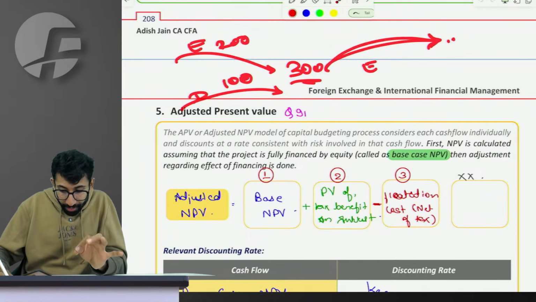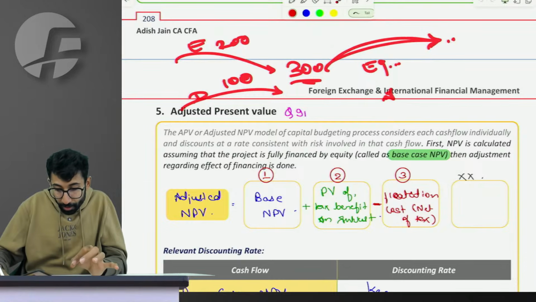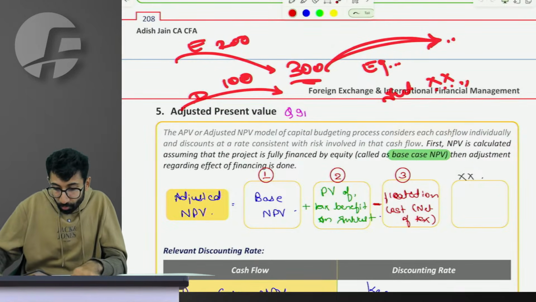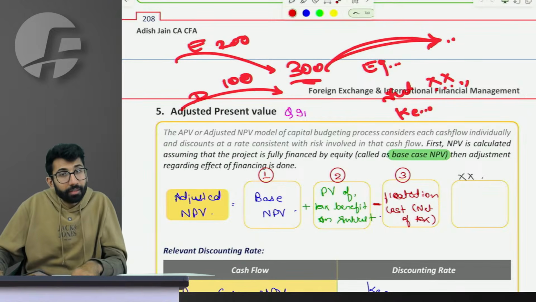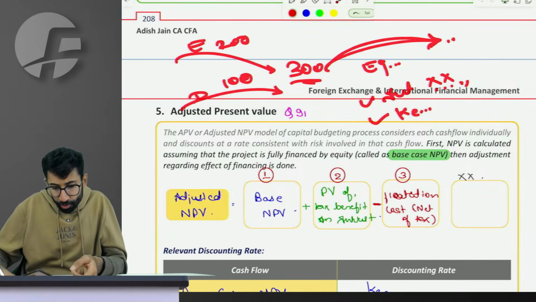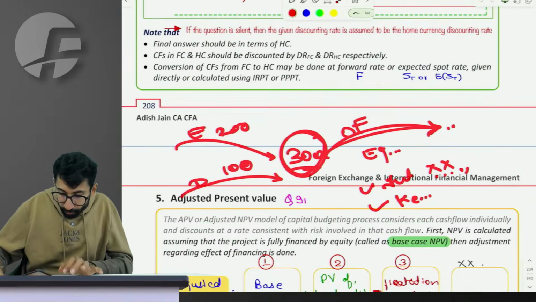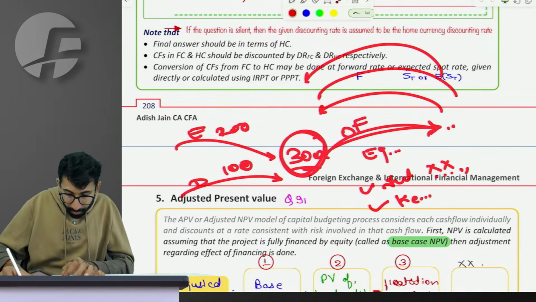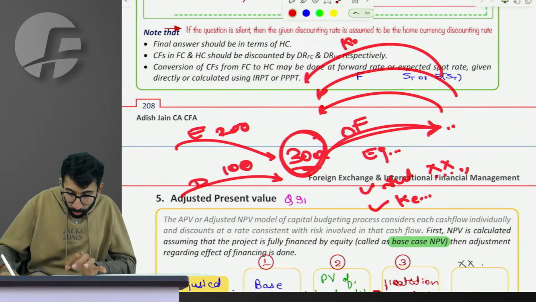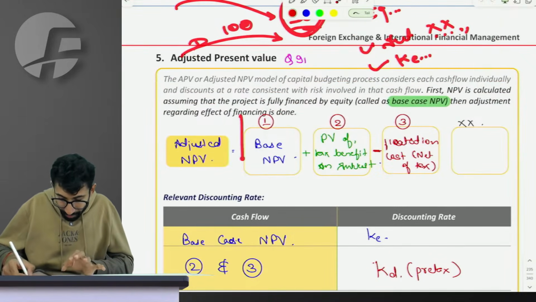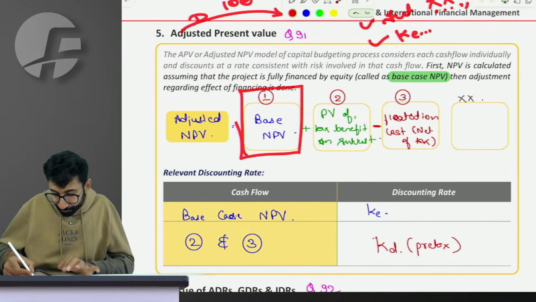You assume that and calculate NPV. If it is all equity financed, will there be any interest payment? No. The discounting rate will be KE. Agreed. With this assumption, calculate NPV. That is the outflow. From that project, every year there will be some inflow. Discount those inflows using the rate of KE and calculate NPV. That is called the base case NPV. Cool.